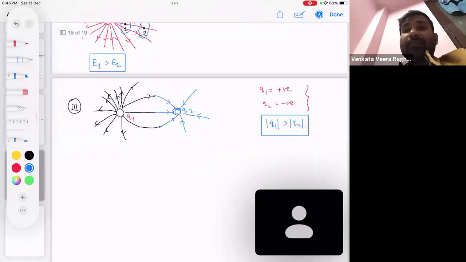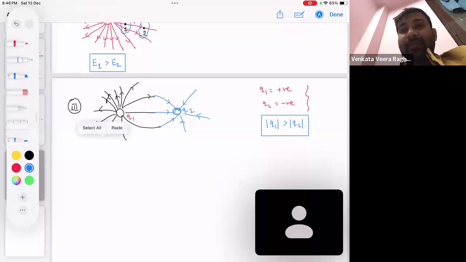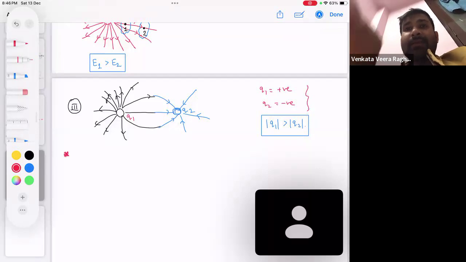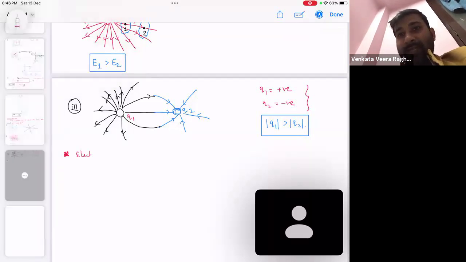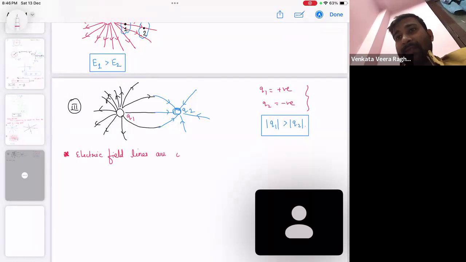Now, there are some more properties of the electric field lines, okay? So tell me, what are some of the properties? Can we write it as a highlighted point? Please tell me. Electric field lines are what? It is a continuous curve. Meaning, there won't be any breaking in the pattern. Okay? So the next point about electric field lines: electric field lines are a continuous curve.